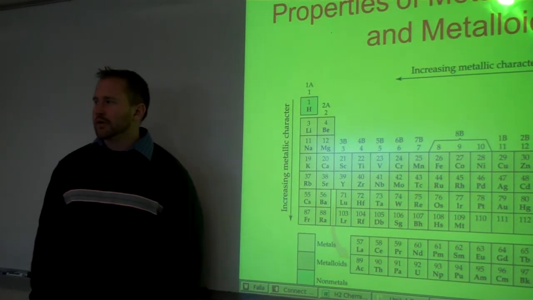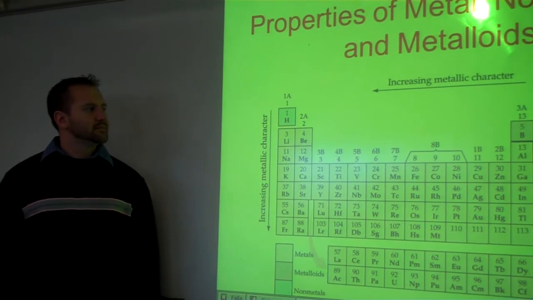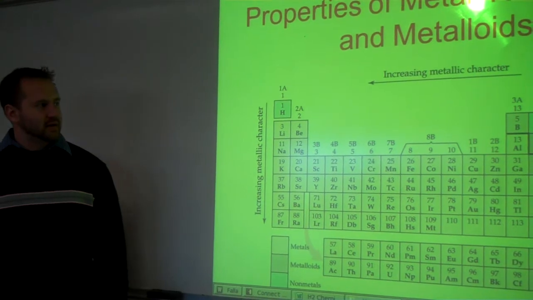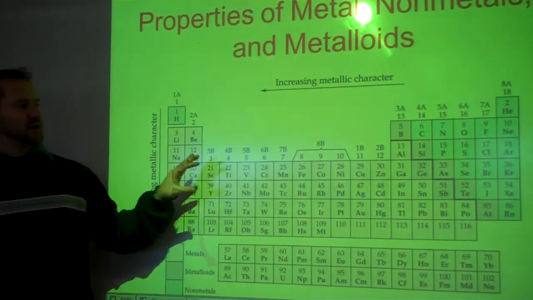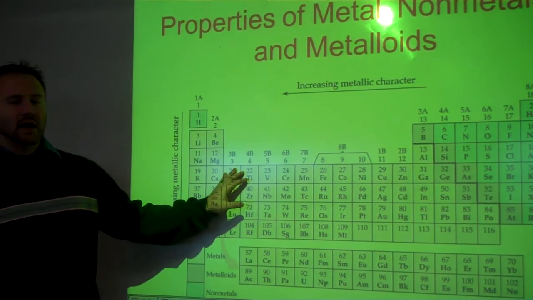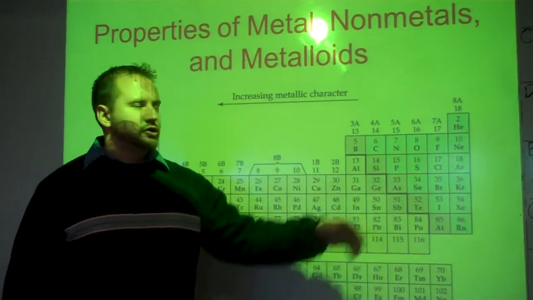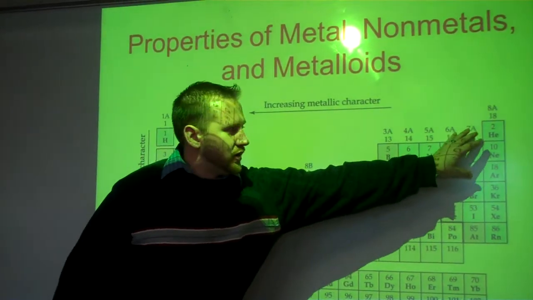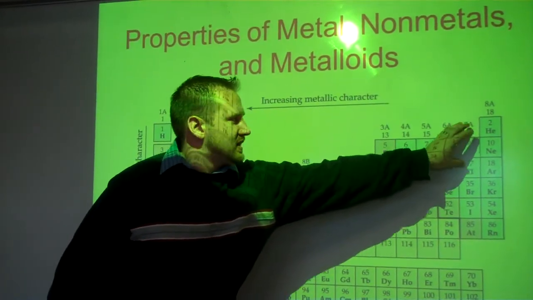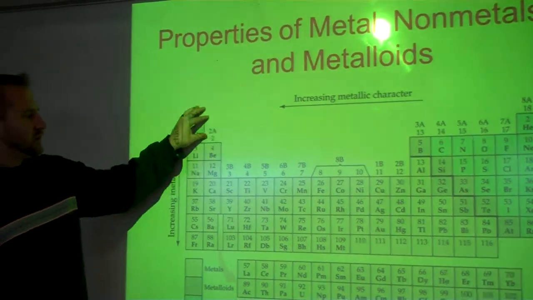So in this unit, what we're learning about is the periodic trends. And when we look at the periodic table, which was developed by Dmitri Mendeleev, we have the metals on the left side of the periodic table and the nonmetals on the right. So the trend in increasing metallic character is we start with the most non-metallic over here on the right side, and we become more metallic as we go to the left.